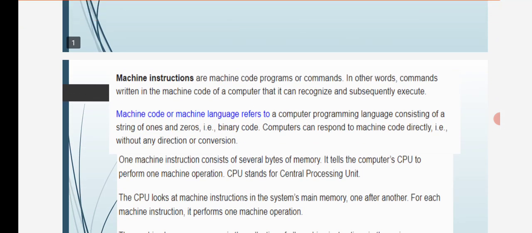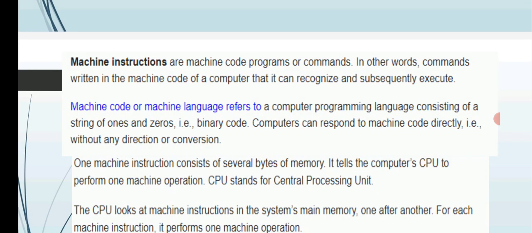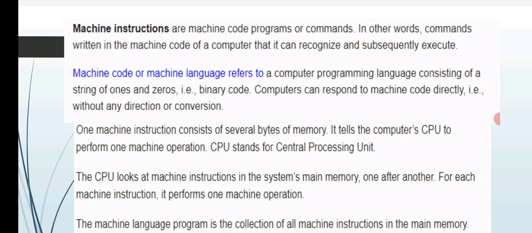Machine instructions are machine code programs or commands. In other words, commands written in the machine codes of a computer that it can recognize and subsequently execute. Machine code or machine language refers to a computer programming language consisting of a string of 1s and 0s, the binary code. Computers can respond to machine code directly, that is, without any directions or conversions.